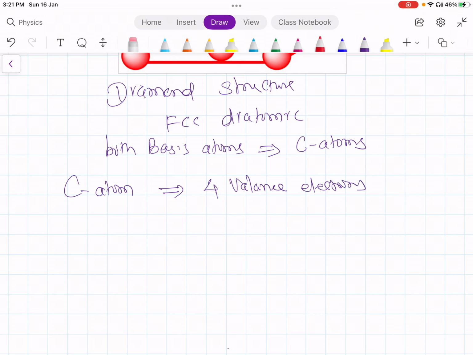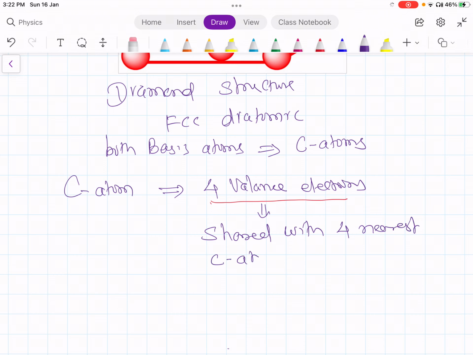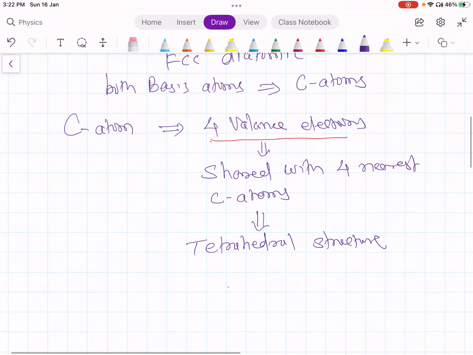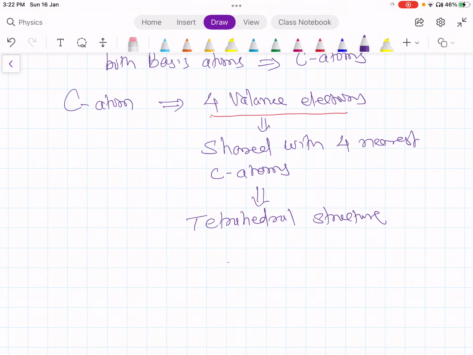These 4 valence electrons are shared with 4 nearest carbon atoms, and it forms a tetrahedral structure in which there is a covalent bond between the carbon atoms.